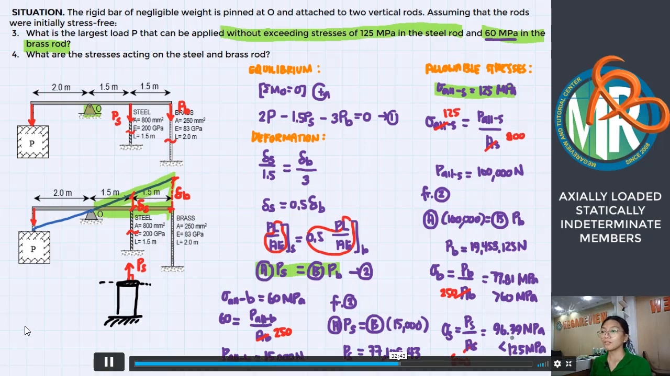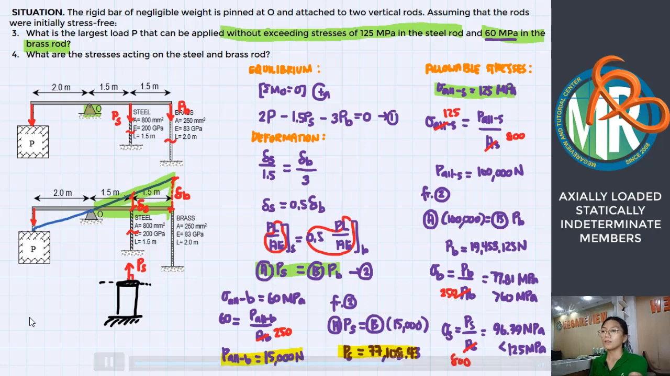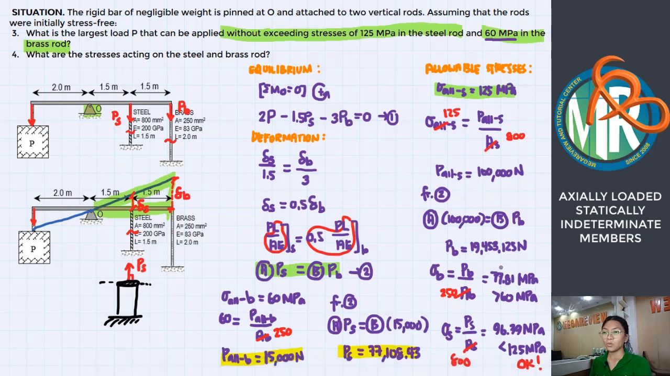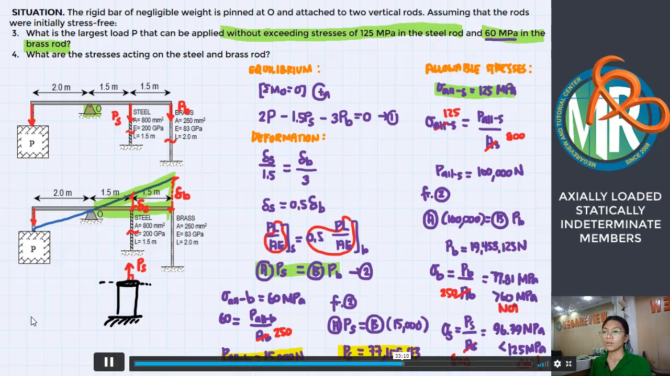Tama, kasi walang nag-fail. So yung gagamitin mong values, kasi tumama ka naman, wala nang nag-fail. Yung force of the brass rod is already itong 15,000 Newton. And then yung force ng ating steel rod na gagamitin is this 77,108.43. By the way, lagyan lang natin to ng remarks. This is okay. While yung nauna naman, this is not okay kasi nag-fail.